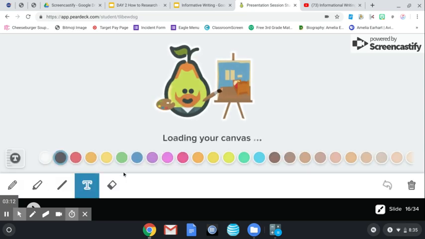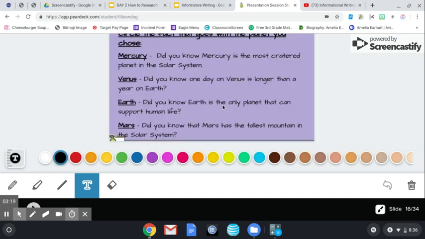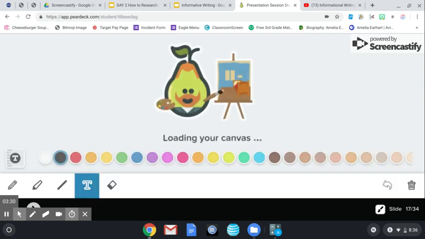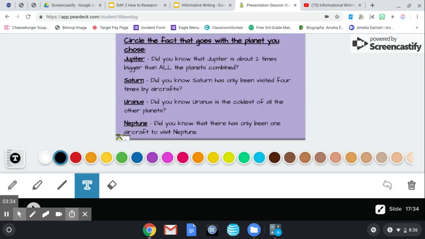So here I'm going to read through them. Okay, so here I have Mercury, Venus, Earth, and Mars. Those are not the only planets. I couldn't fit them all on one slide. So there are 2. If your planet is not on the first one, click next and go to the next one where you can see Jupiter, Saturn, Uranus, and Neptune.